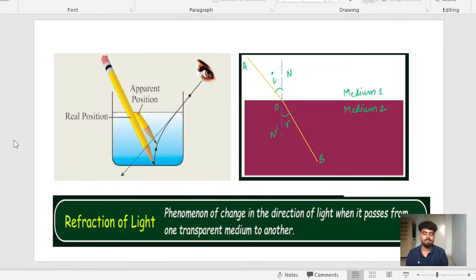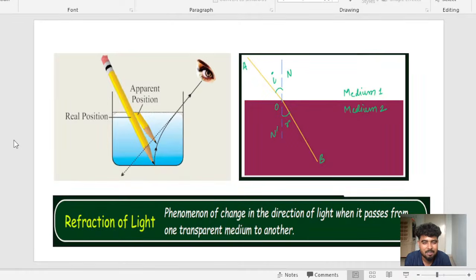We'll start the session. Refraction of light. What is meant by refraction of light? Before that, we have completed reflection of light. Now we are going to move to the next topic called refraction of light, the phenomenon of change in the direction of the light when it passes from one transparent medium to another transparent medium.